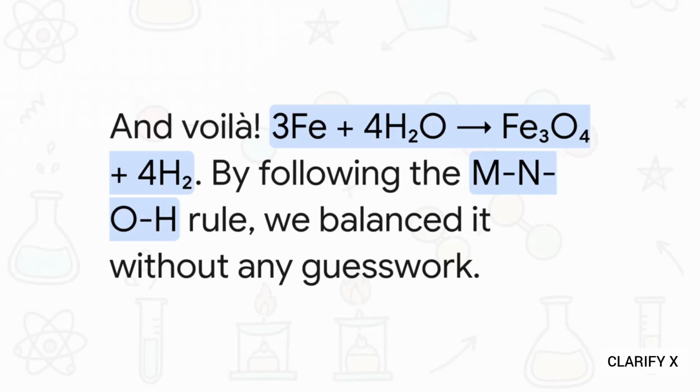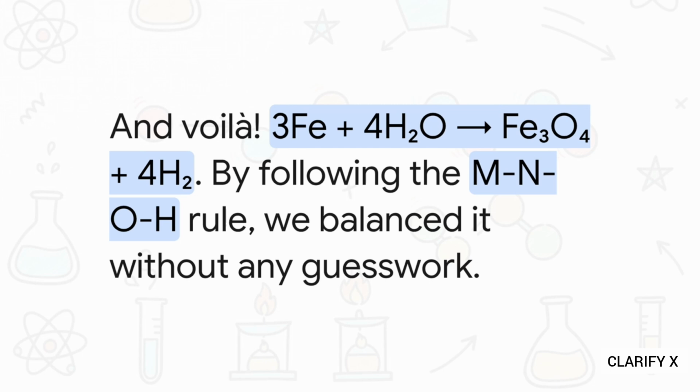All right, let's follow the steps. Step 1, metals. The metal here is iron, Fe. We have 3 irons on the right side, so we need 3 on the left. Easy, just put a 3 in front of the Fe. Boom, iron is balanced. Step 2, nonmetals. Well, there aren't any others besides oxygen and hydrogen, so we can skip this step. Moving on. Step 3, oxygen.